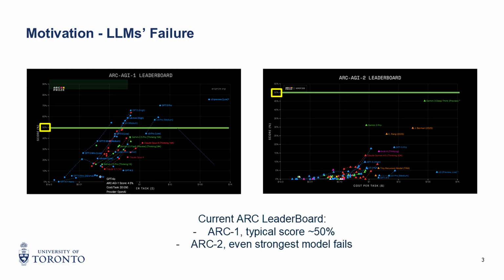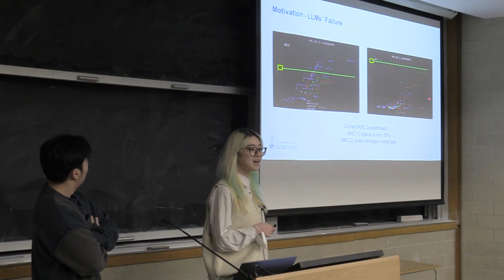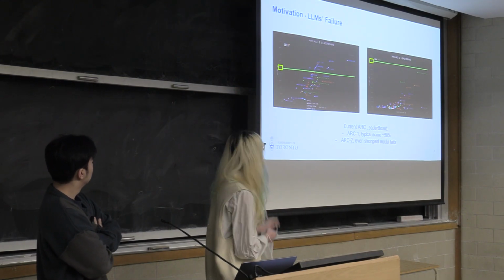Okay. So why are we doing this? The main motivation behind the project is that current large language models often fail at these tasks. As we can see, there is roughly 50% accuracy on the ARC1 dataset for most of the models we have right now. However, if we move to the ARC2 dataset, most of the models are failing. So our main motivation behind the project is trying to improve this.